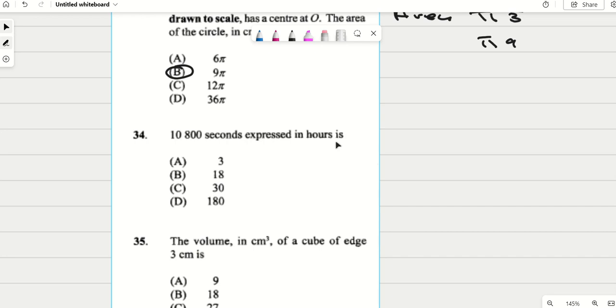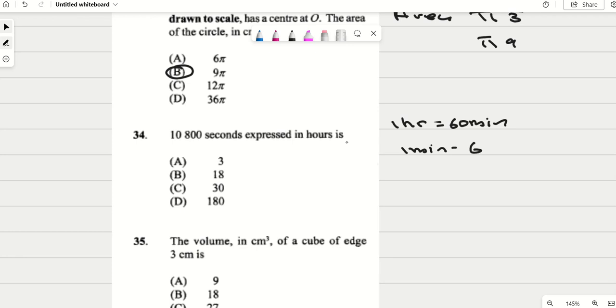10,080 seconds expressed in hours is, first off, let's go from hours to minutes. 1 hour is equal to 60 minutes, and 1 minute is equal to 60 seconds. So therefore, 1 hour would be 60 multiplied by 60, because 1 minute is 60 seconds, which is 3,600.